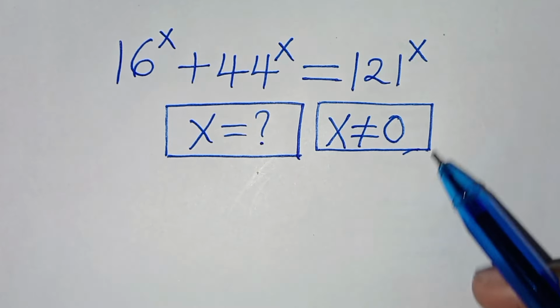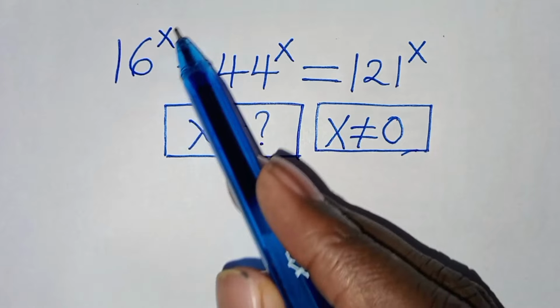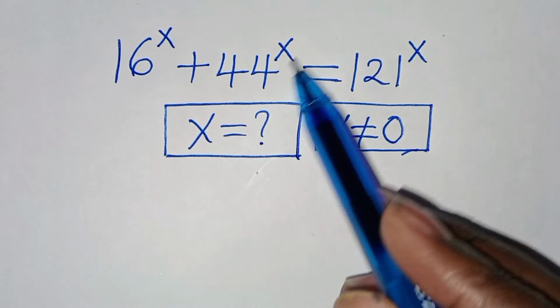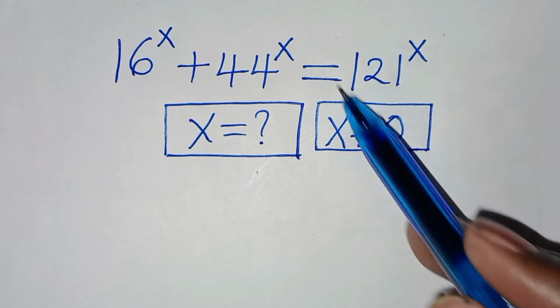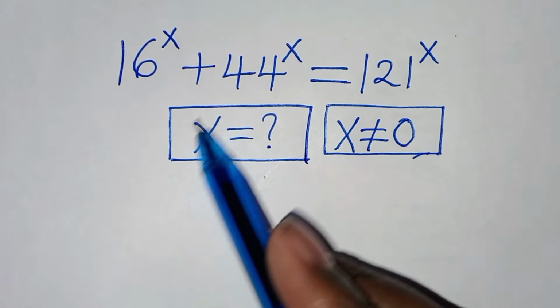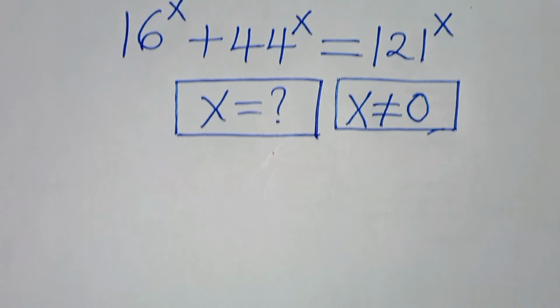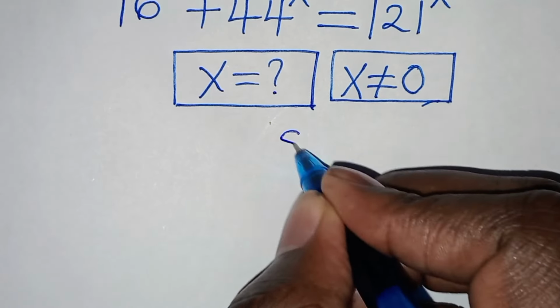Hello everyone, you're welcome to solve this nice algebra problem, which is 16 to the power of x plus 44 to the power of x. This is equal to 121 raised to the power of x. So what is the value of x given that x is not equal to 0? So let's begin the solution from here.